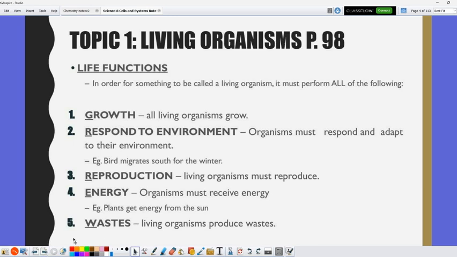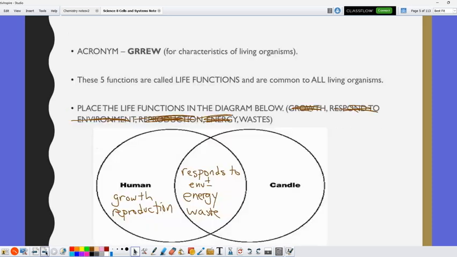So we went through the whole argument whether cars were alive or not. And in the end, cars aren't made of cells, so they're not considered to be living. And there's the acronym that I taught you to help remember all 5 of them, and it really helps for me as well. And those 5 life functions that we looked at on the previous page are common to all living things.